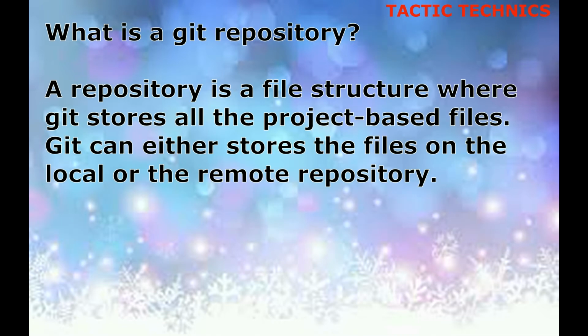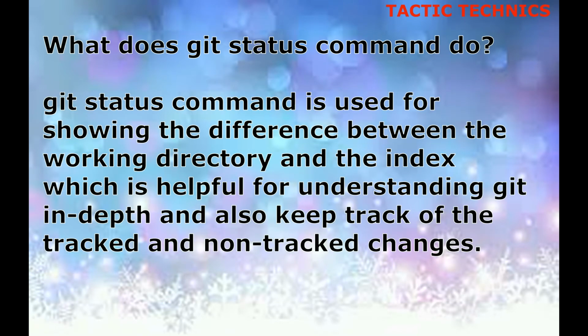What is a Git repository? A repository is a file structure where Git stores all the project-based files. Git can either store the files on the local or the remote repository. What does the git status command do? The git status command is used for showing the difference between the working directory and the index, which is helpful for understanding Git in depth and also keeps track of the tracked and non-tracked changes.